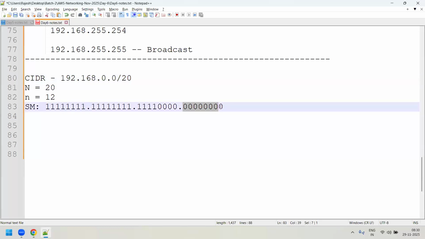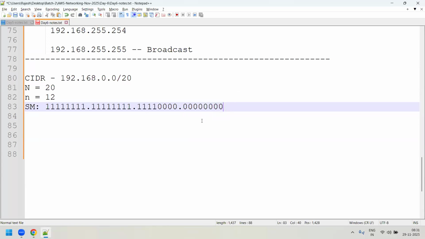Now how do we calculate this? These 20 ones we cannot change, even in the third octet, because capital N is always fixed. So capital N is 20 bits and this entire portion is fixed. I only have to play around with these 4 bits, and the least will be 0 and the max will be 255.